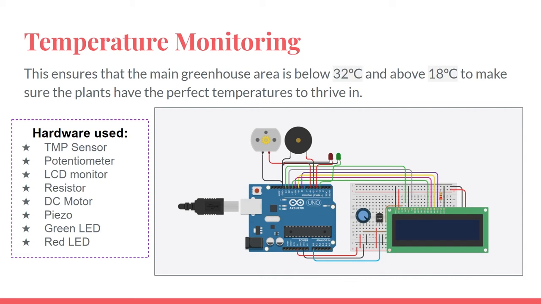We have a piezo, which I also know as a buzzer, which is simulating a notification which we would have on an application that we might use for the users. We have a green and a red LED. These LEDs indicate whether you're in safe temperature modes for the plants or dangerous temperature modes for the plants.